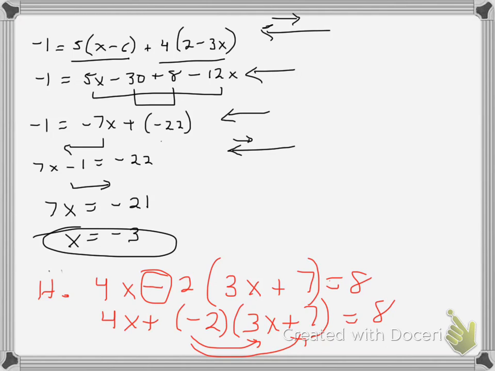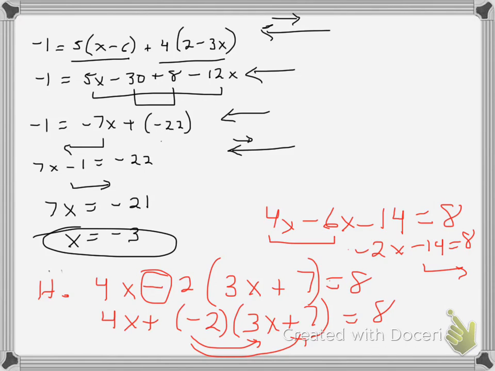Okay, so you would have 4x minus 6x minus 14 equals 8. Is that clear? Okay, so you would combine these. That would be -2x minus 14 equals 8. Add 14 to the other side, divide by a negative. So if you add 14, it'll be positive, divide by negative, and it'll be negative. Okay, so I think you're getting the idea of that.